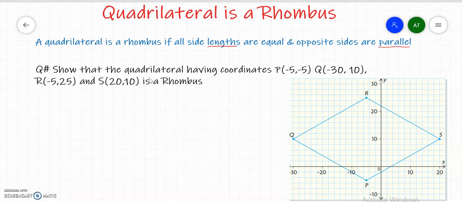Show that the quadrilateral having coordinates P, Q, R and S is a rhombus. So we are given a quadrilateral PQRS and we have to show that it is a rhombus. So we basically have to do two steps. In step one, we have to find all the side lengths, and they must be equal.